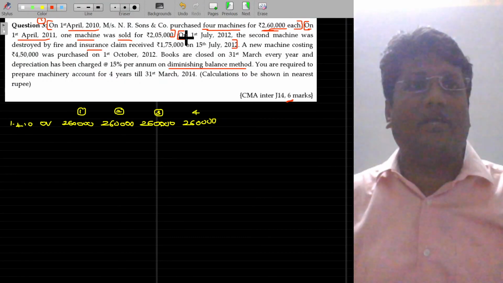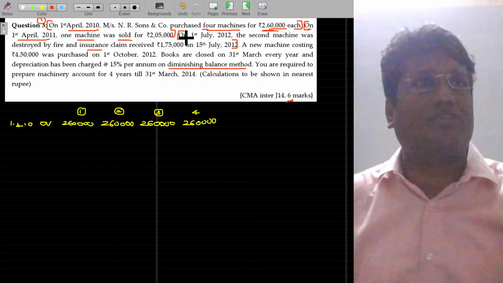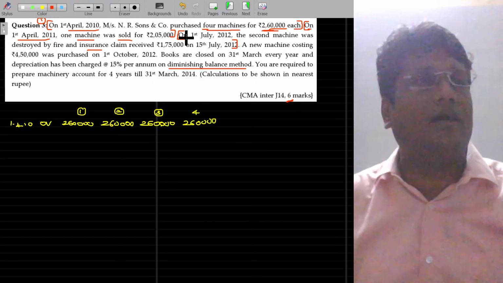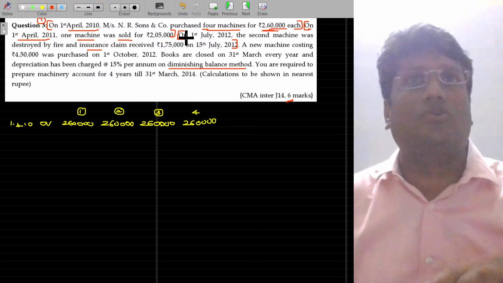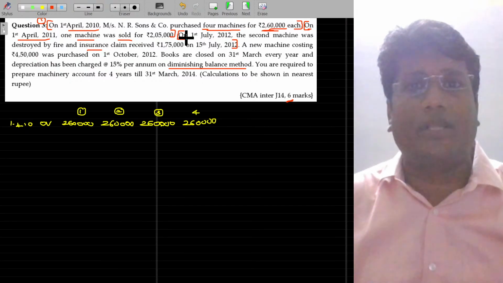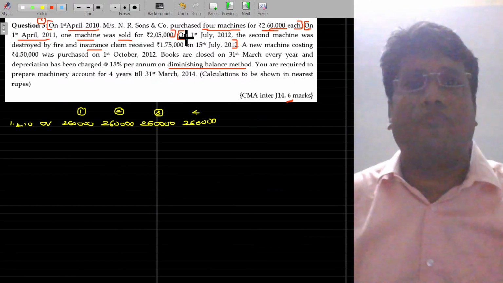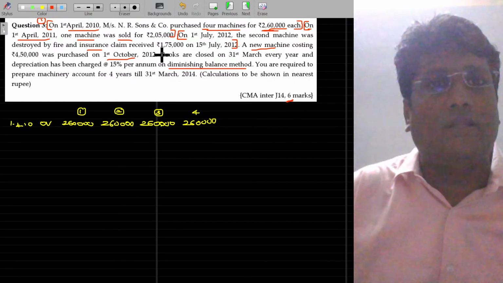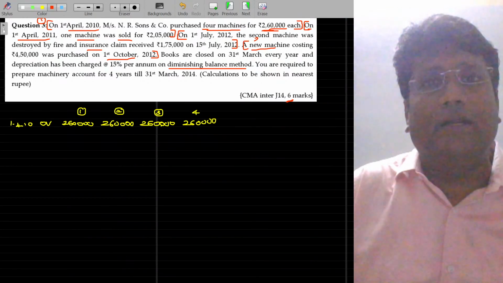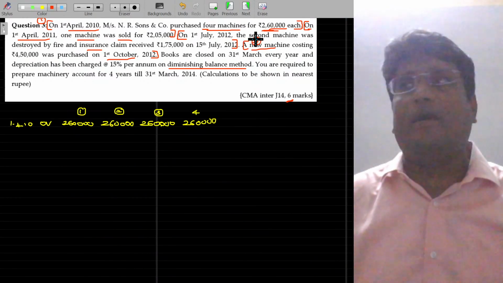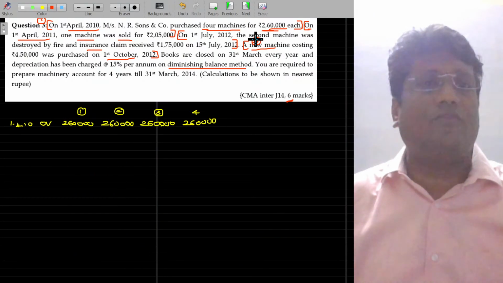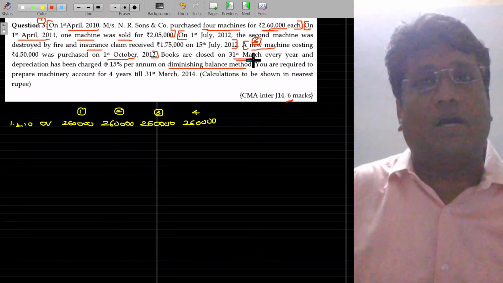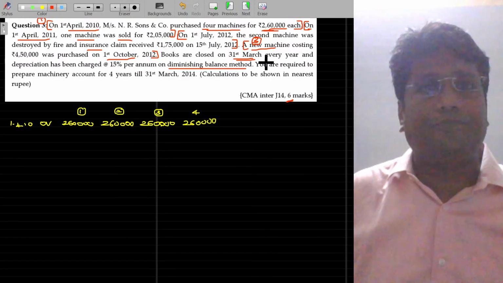So in the first year we purchased 4 assets. In the second year, on the very first day, we sold one of the unused assets. In the third year, one of the assets was lost in a fire accident and was insured, so we received the insurance claim on 15th July. These are the 3 things happening in 3 different years. And a new machine costing 4.5 lakhs was also purchased on 1st October 2012. This also happens in the third year. Third year, 2 things happen: one is the fire accident, and to replace the asset destroyed in the fire, we purchased one more asset on 1st October. The books are closed on 31st March every year, so the year end will be 31st March every year.